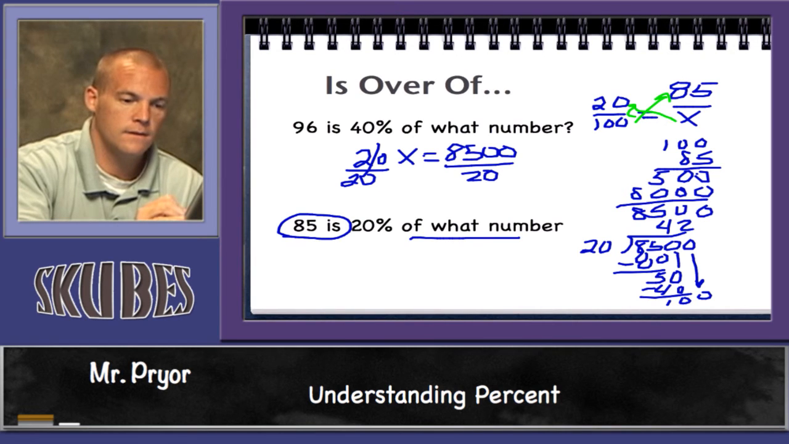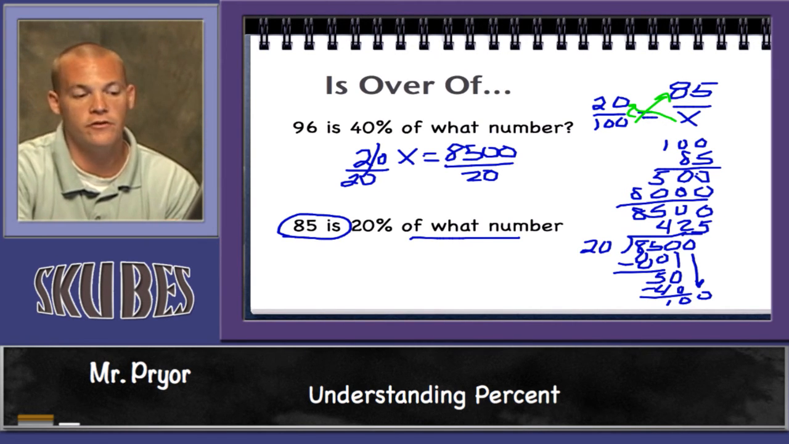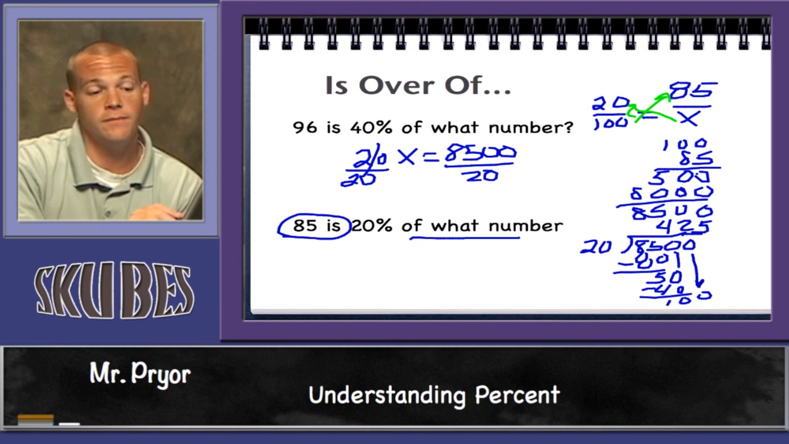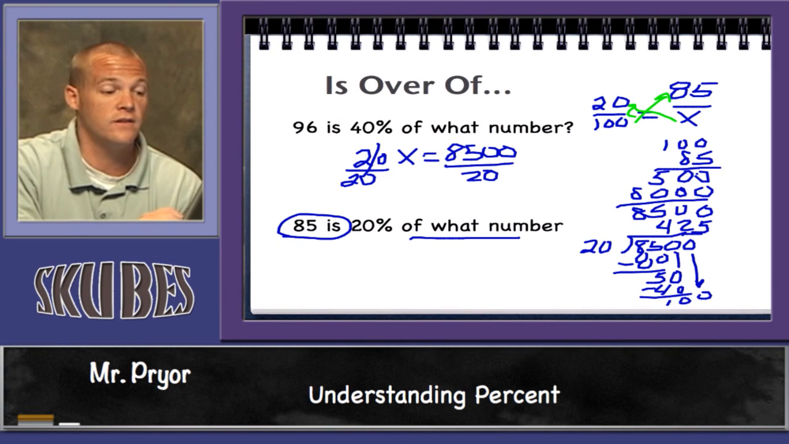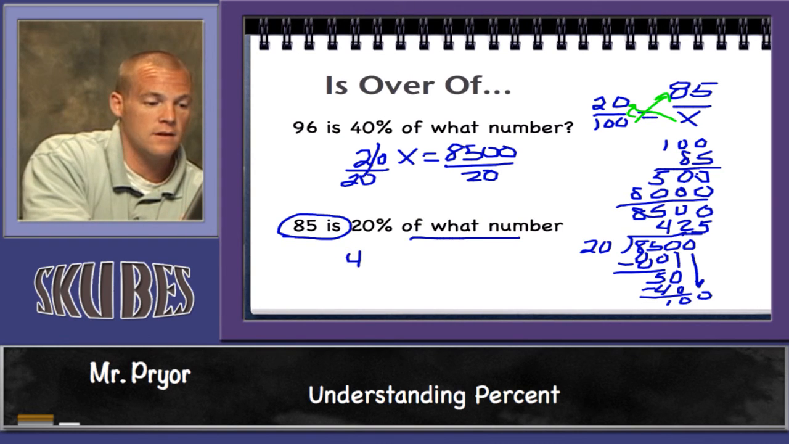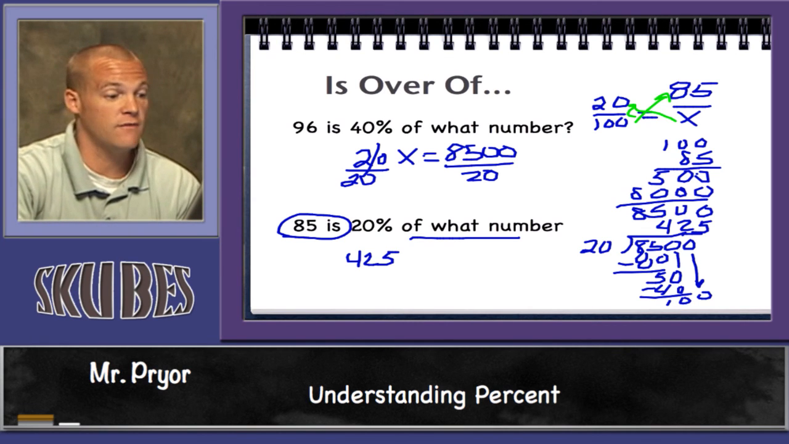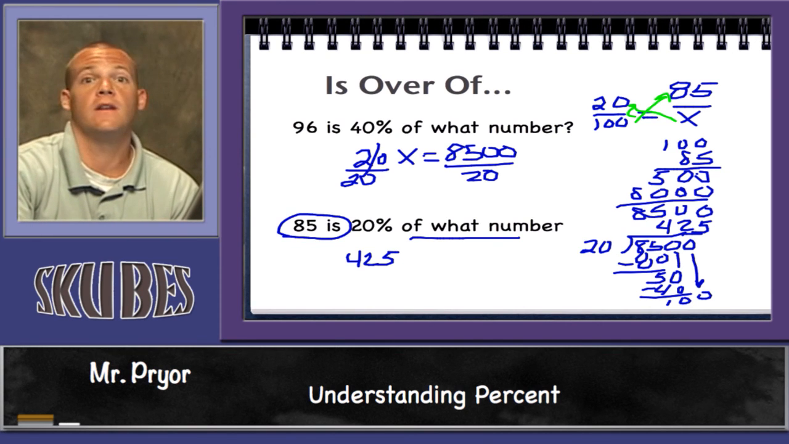And that's going to be your final solution, 425, because 5 times 20 is 100, and it's going to even out there at the end for us. So what that means then is that 85 is 20% of what number? 20% of 425 then gives you 85.